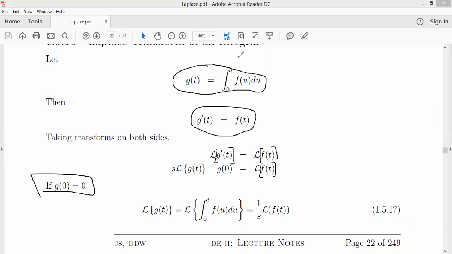But remember, this g(t) here is given by that one there. Maybe I need to... the g(t) is given by this. So if you substitute this g(t) in here, that gives you that equation 1.5.17.